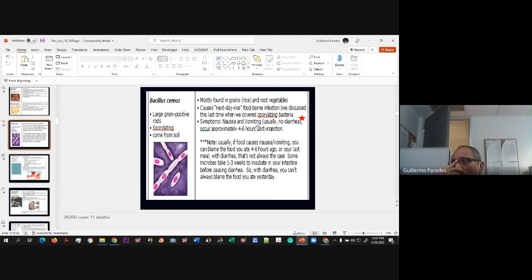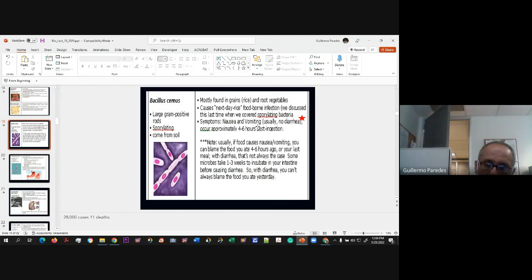One of the most common examples is rice. If you have rice put in the refrigerator, don't eat it 1 or 2 days later when it's been exposed in the environment, because surely you'll have Bacillus cereus. Okay? All right, we okay with that? The characteristic of this is that it produces nausea and vomiting, but usually no diarrhea. There is no diarrhea in Bacillus cereus. Okay?